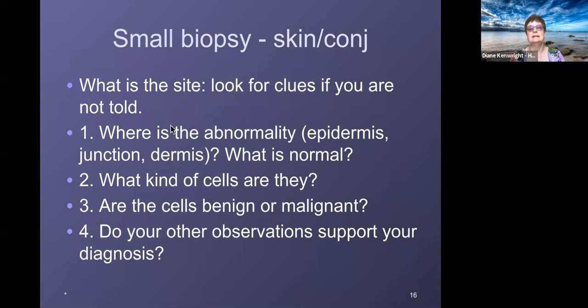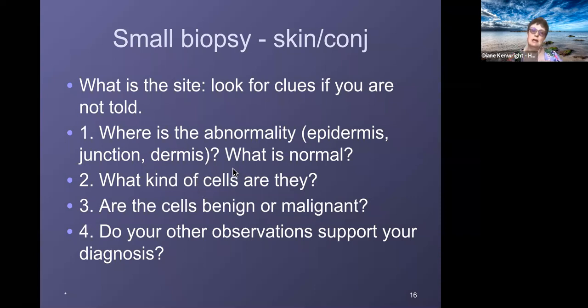It kind of starts the same as the globe. Where is the abnormality? In the epidermis, at the junction between the epidermis and dermis, or in the dermis, okay? And what normal structures can you see? So, you know, in the globe, different pathologies happen at different places. It's the same in the skin. So most importantly, we want to identify whether things are confined to the epidermis or whether they're invading into the dermis. Step 2 is what kind of cells are they?